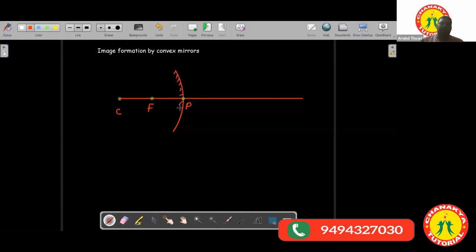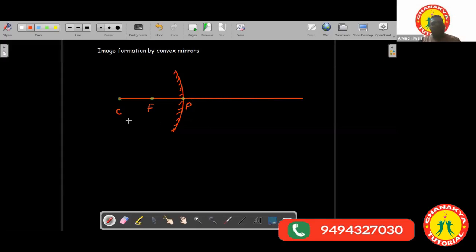So now the shiny surface lies outside the mirror. On this side, you have the shiny surface, and on this side, you have the shaded portion. Okay, so you can see a convex mirror is bulging outwards. A convex mirror, it bulges outwards. So this convex mirror, its shiny portion is bulging outwards. So this is your convex mirror.